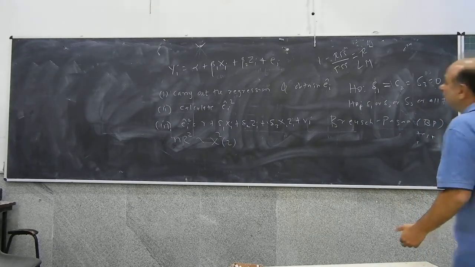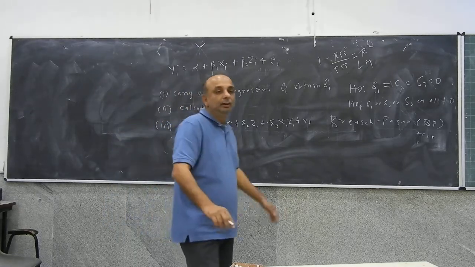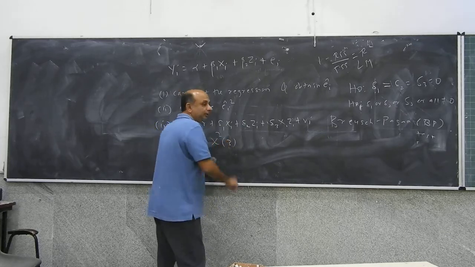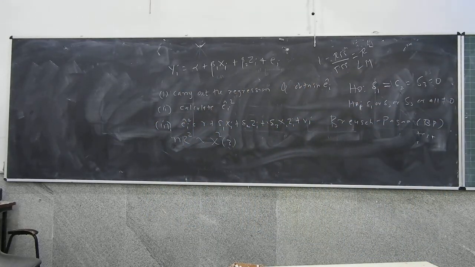Which now will be chi-square 3. Why? 3 restrictions. Chi-square with 3 degrees of freedom. Okay? Now, these are the generalized tests for heteroscedasticity.